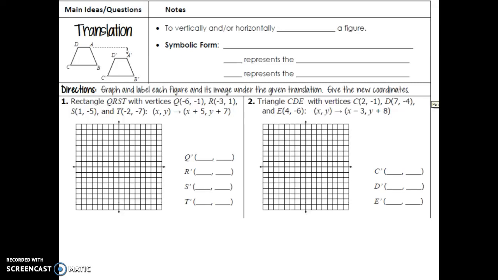Hello everyone, today we are continuing our transformation unit with translations. And translation means to slide a figure vertically, so up and down, or horizontally, left to right.